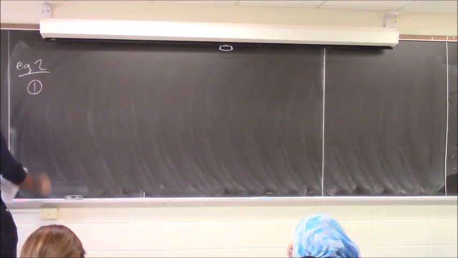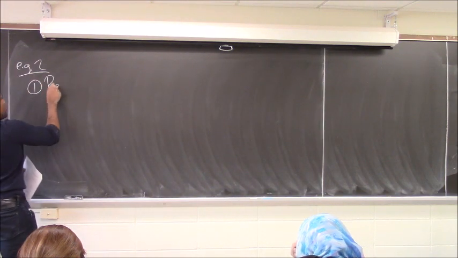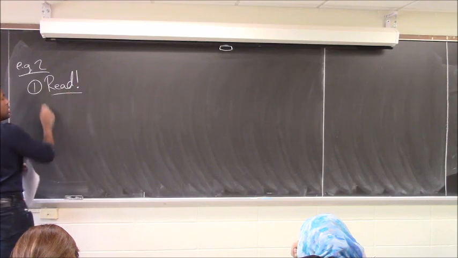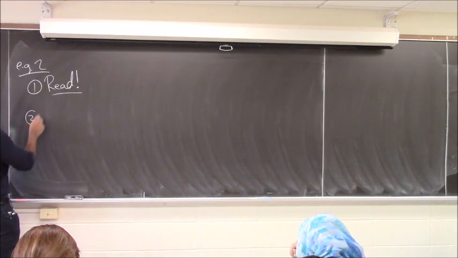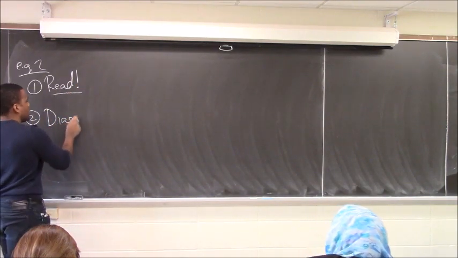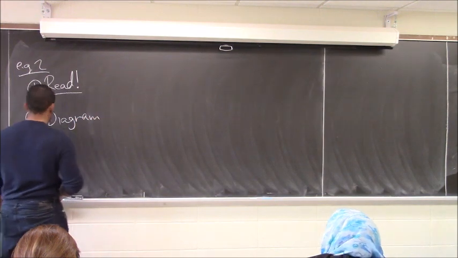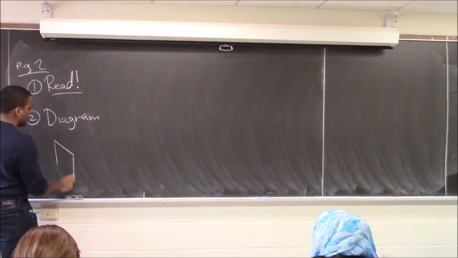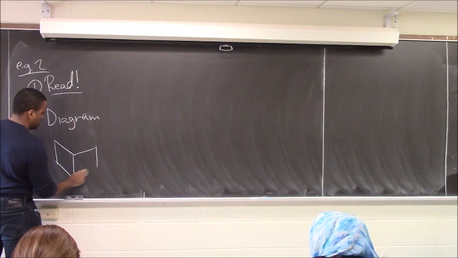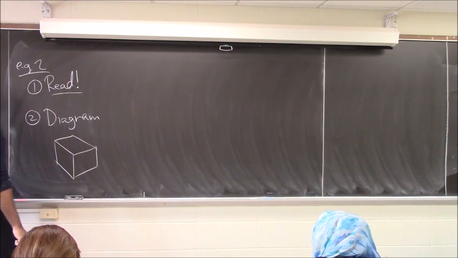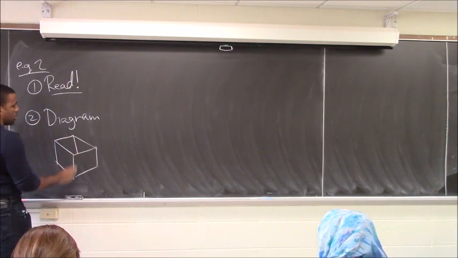Step 1. Great. Okay, so now we know the goal, we know what's required. Step 2, let's draw a diagram of what's required. This is going to be a box. It's going to be open, so there's no top.